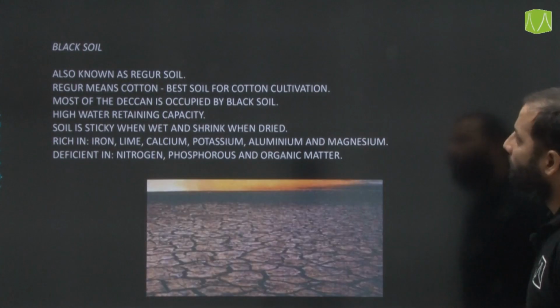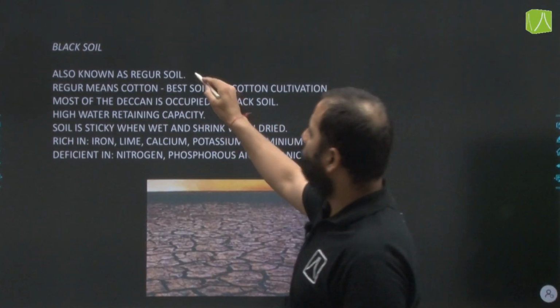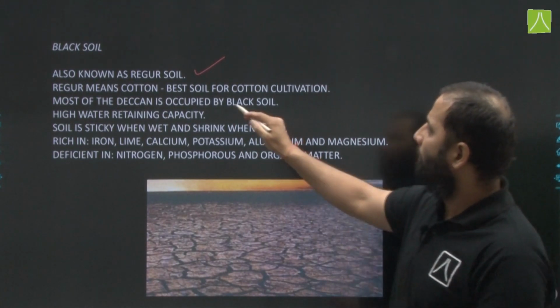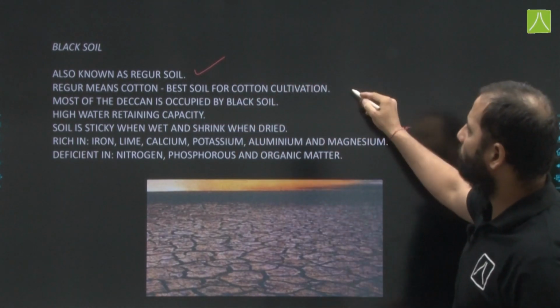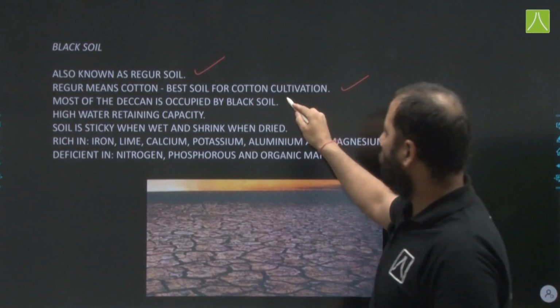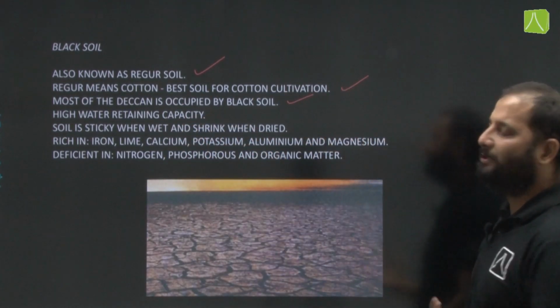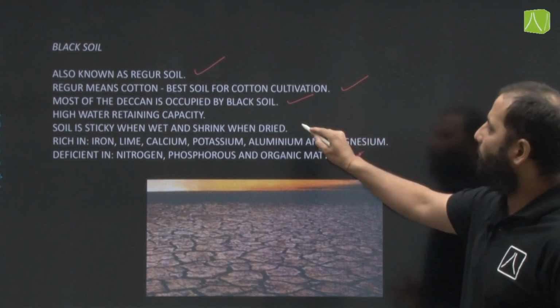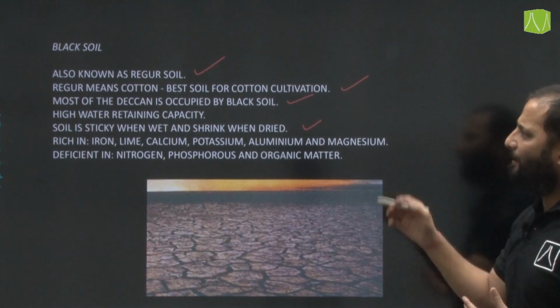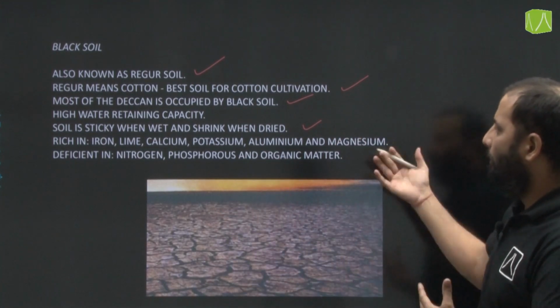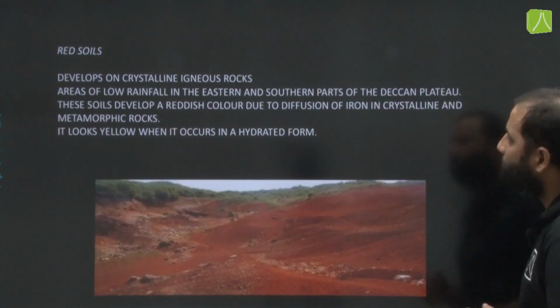Next is your black soil, known as Regar soil and also ideal for growing cotton. Regar means cotton, and it is the best soil for cotton cultivation. Most of the Deccan is occupied by the black soil. It has high water retaining capacity; the soil is sticky when wet and shrinks when dried. Rich in iron, lime, calcium, potassium, aluminum, magnesium, deficient in nitrogen, phosphorus and organic matter.